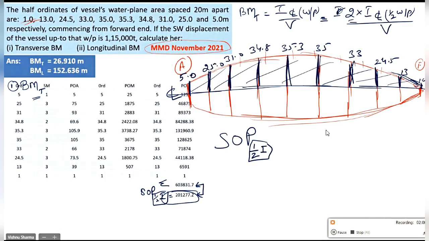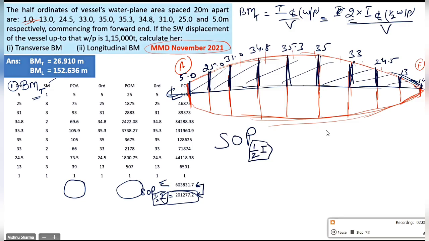So there is a doubt. Now what is the doubt? Instead of making this entire table, can I do ordinate cube? You can do. That's why you see I have not done the SOP of area. I have not done SOP of moment. If you are confident, you can do directly, but do not forget to multiply with Simpson's multiplier. Okay, there is a risk associated. If you are confident, you can cut short. I have no problems.